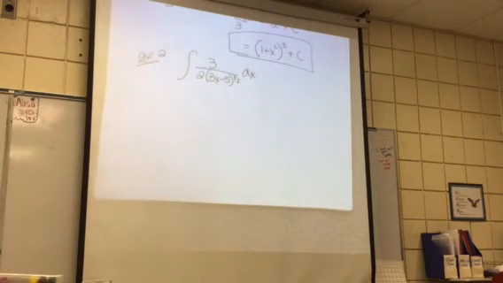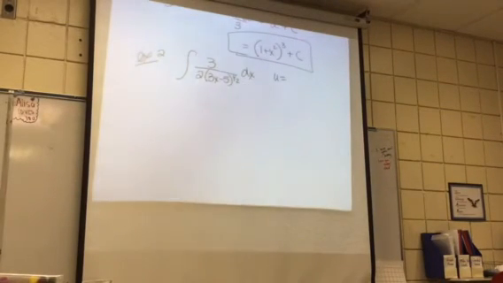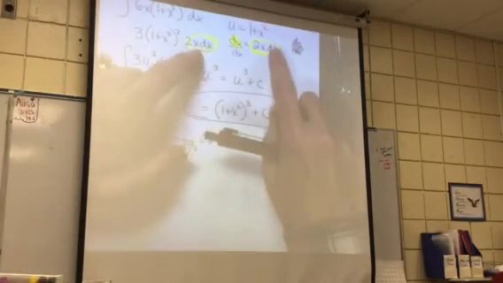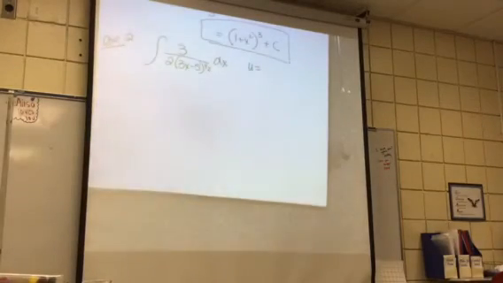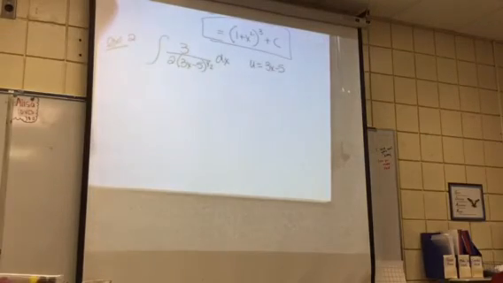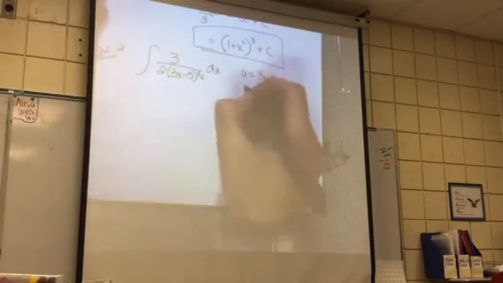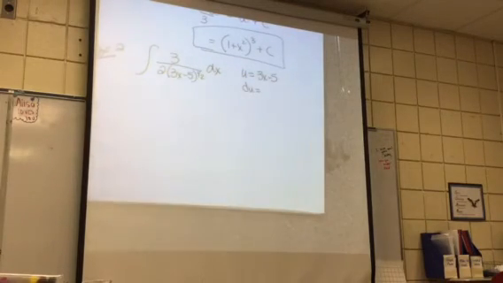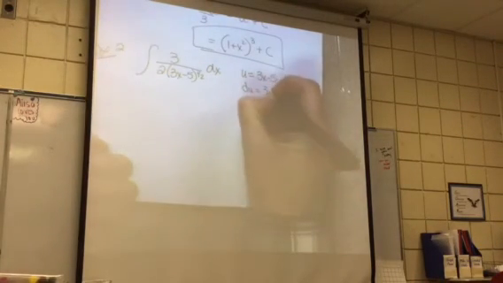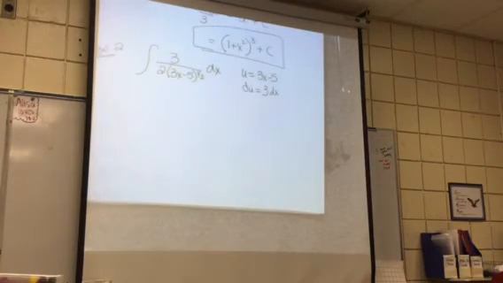So u in this situation is 3x minus 5. We don't really know until we get into the problem and try it. That's a great place to start. I'm not going to say that's what u is until I work through here and make sure I can do some kind of substitution here. So we're going to try letting u be 3x minus 5. That's your innermost function. Then what would du really be? 3 dx, correct. So that's 3 dx.